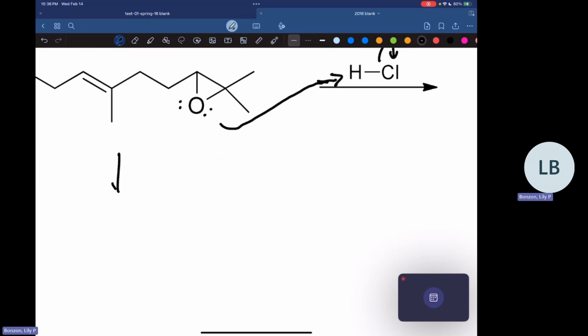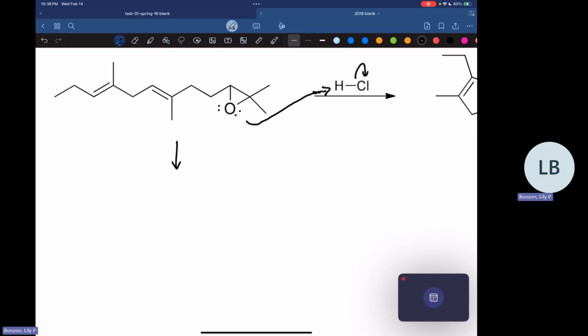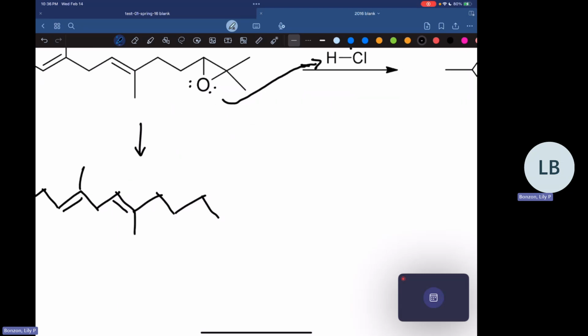Again, the most awesome part about these is redrawing everything 10 billion times. Love that. All right, we've got a protonated epoxide.